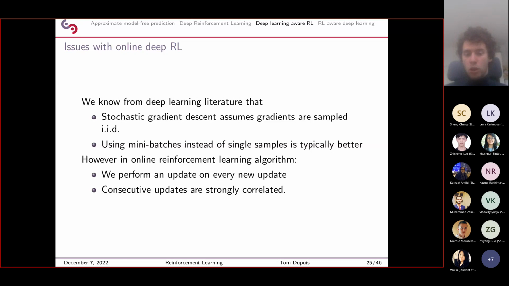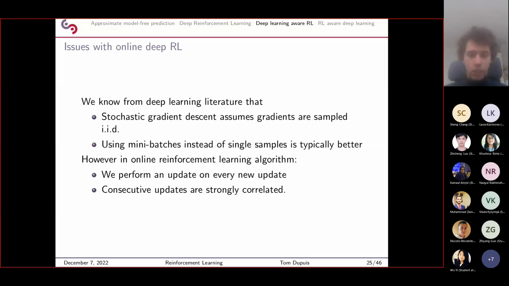So, a mini batch is better than a single sample, as we saw, because it's less noisy. That's basically what I said. Remember in deep learning, the bigger the batch, the less noisy it is, but also the slower. You need a bigger GPU, etc.